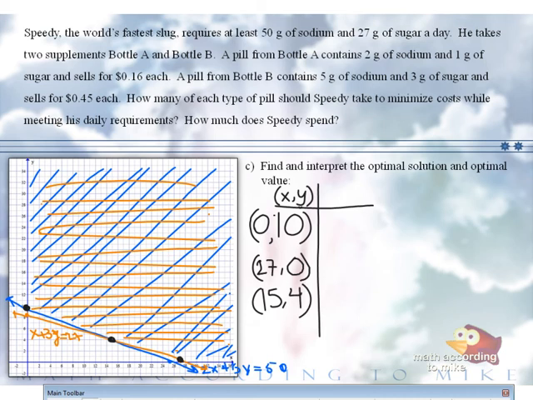Okay, we're going to put these 3 ordered pairs into the objective function z equals 0.16x plus 0.45y.